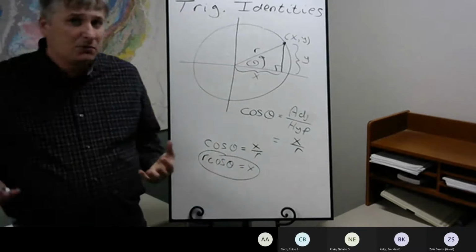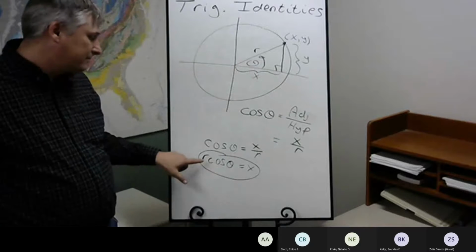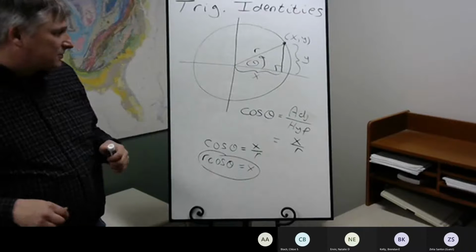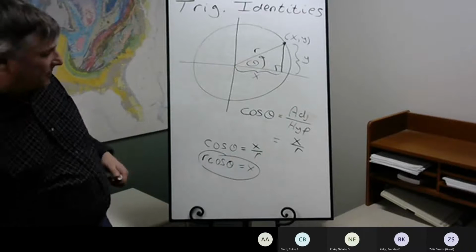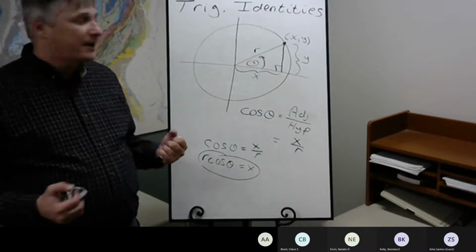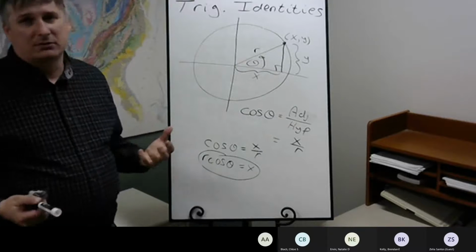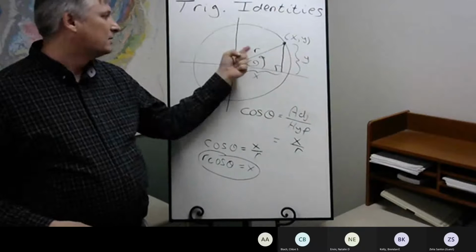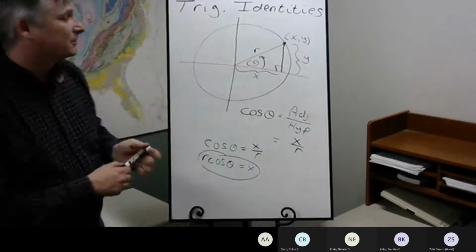Now again, if this is the unit circle, r would be equal to 1. 1 times cosine of theta is just cosine theta. So that's our cosine theta is equal to x. Now for y, what we're going to do is take the sine of theta. Now sine of theta is opposite over hypotenuse.